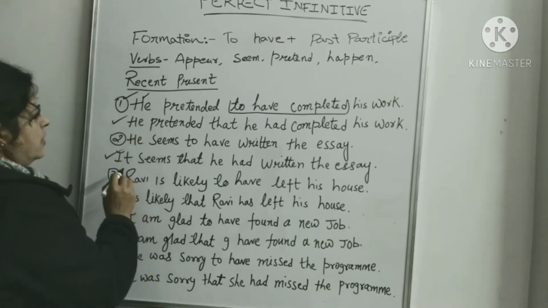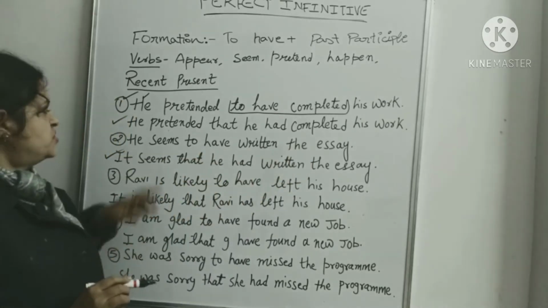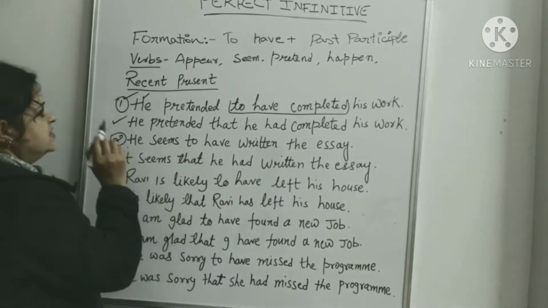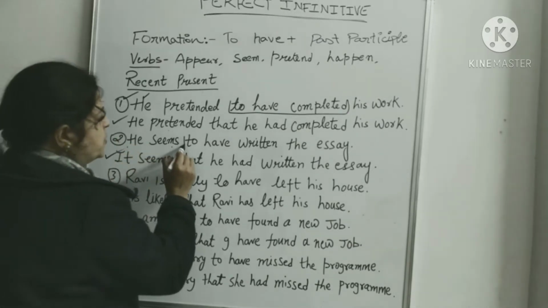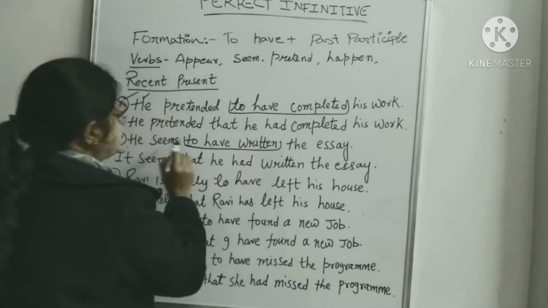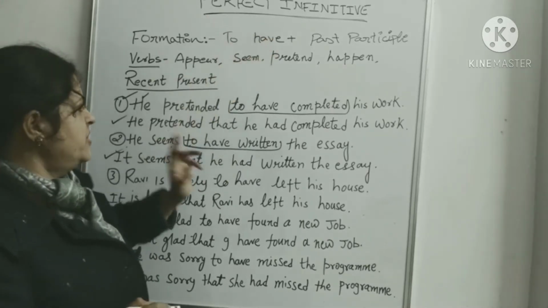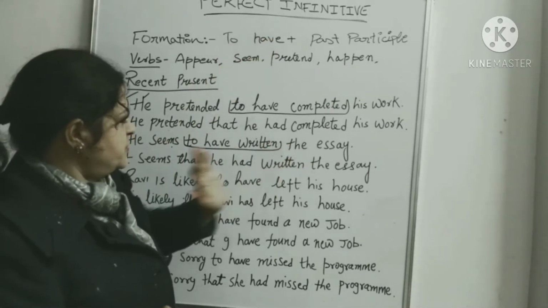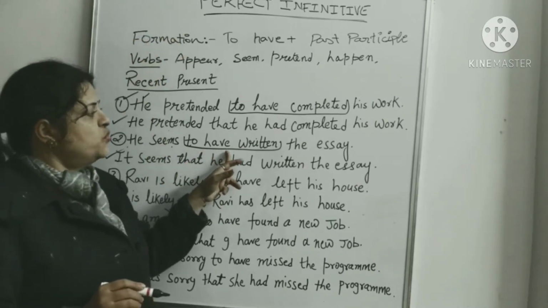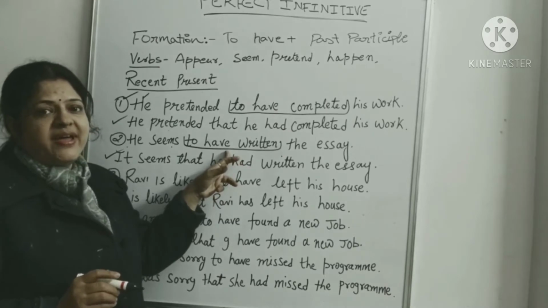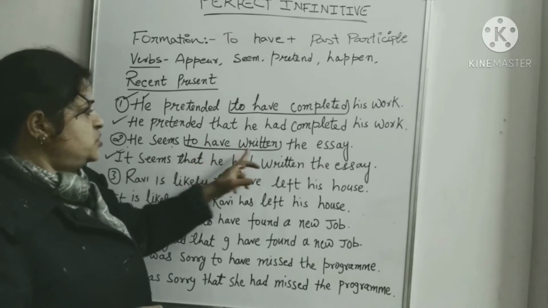This is, he seems to have written the essay. He seems to have written the essay. He, subject, then seems, verb, then to have written. He seems to have written. So to have written, this is the formation of perfect infinitive, and then the rest of the sentence. It shows that ऐसा प्रतीत होता है कि उसने निबंध को लिखना खत्म कर चुका है ना.